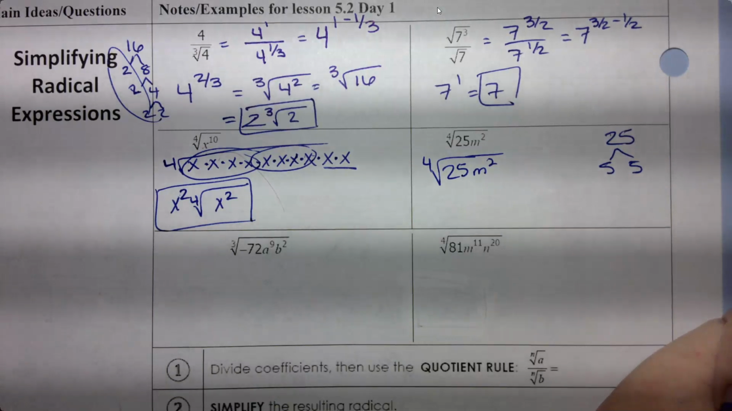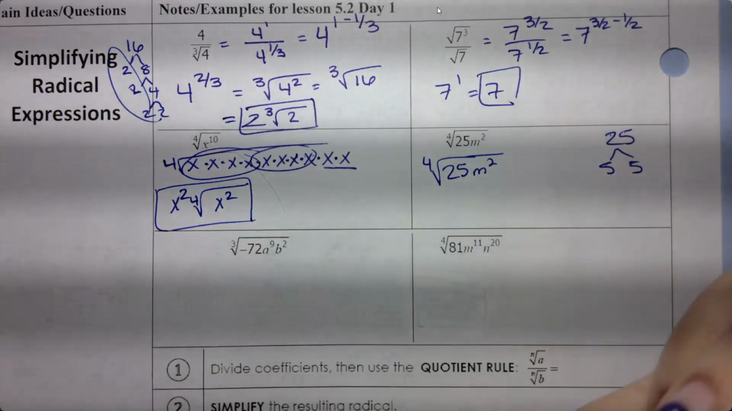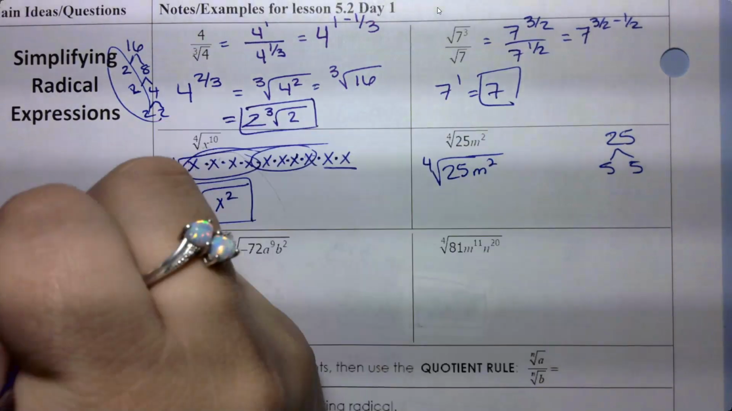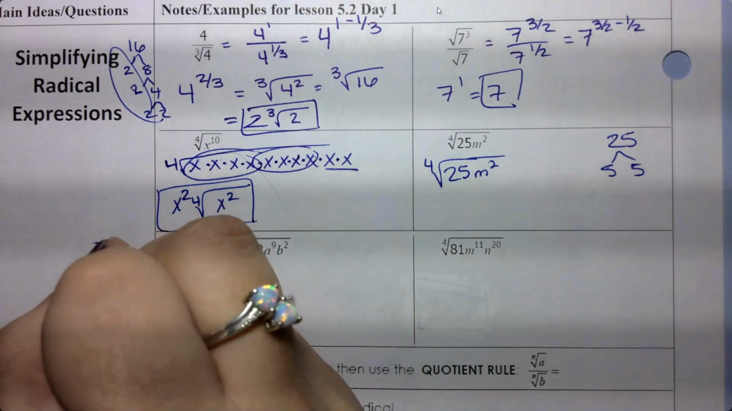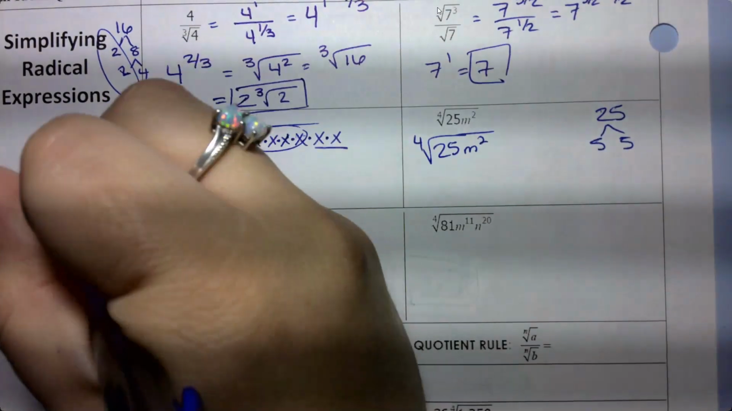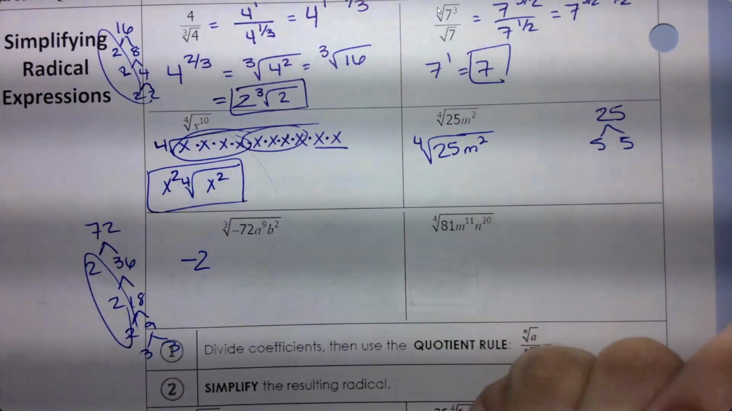On the next one, I'm looking for the cube root of -72, a to the 9th, b squared. So I'm going to do my factor tree of 72. 2 and 36, 2 and 18, 2 and 9, 3 and 3. So I have a group of 3 2's. I'm going to pull that out along with the negative.